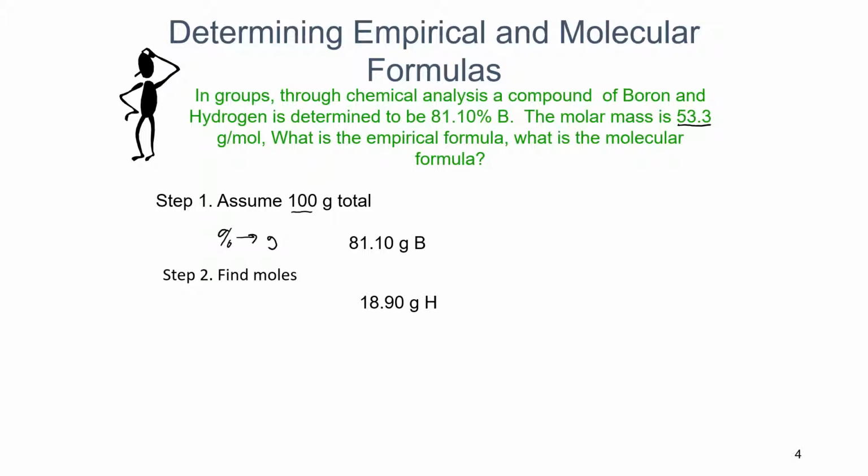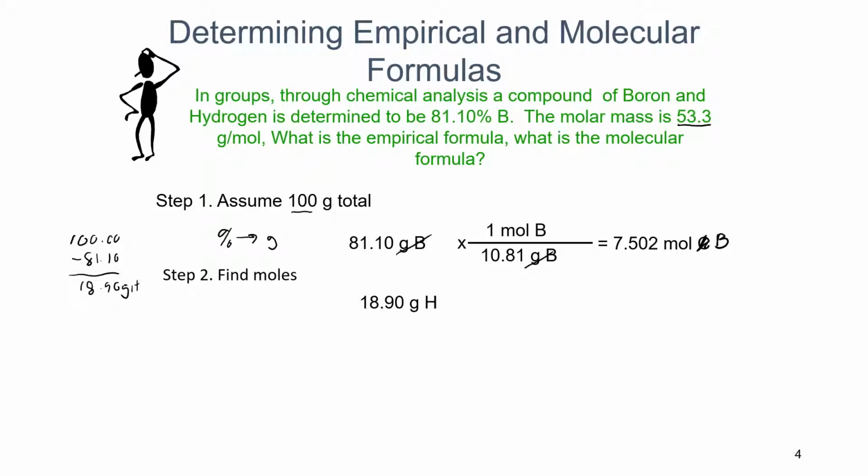If we take 100.00 minus 81.10, we're left with 18.90 grams of hydrogen. That's where the grams of hydrogen came from. We can now find the moles by dividing by the molar mass. Grams of boron cancel grams of boron, giving us 7.502 moles of, not carbon, but boron. Great.